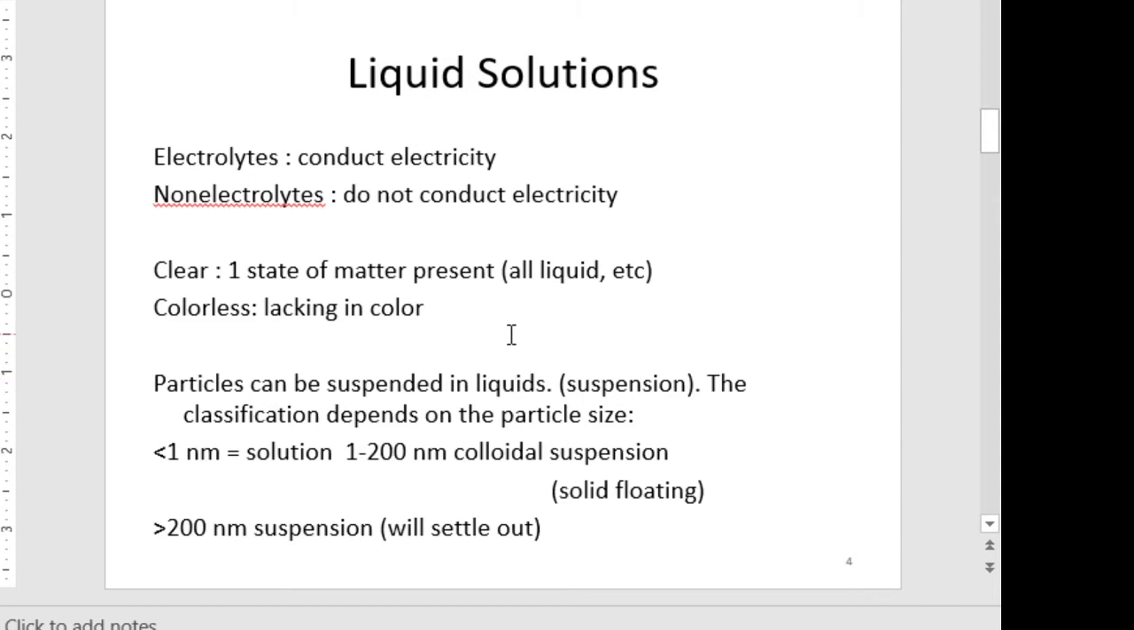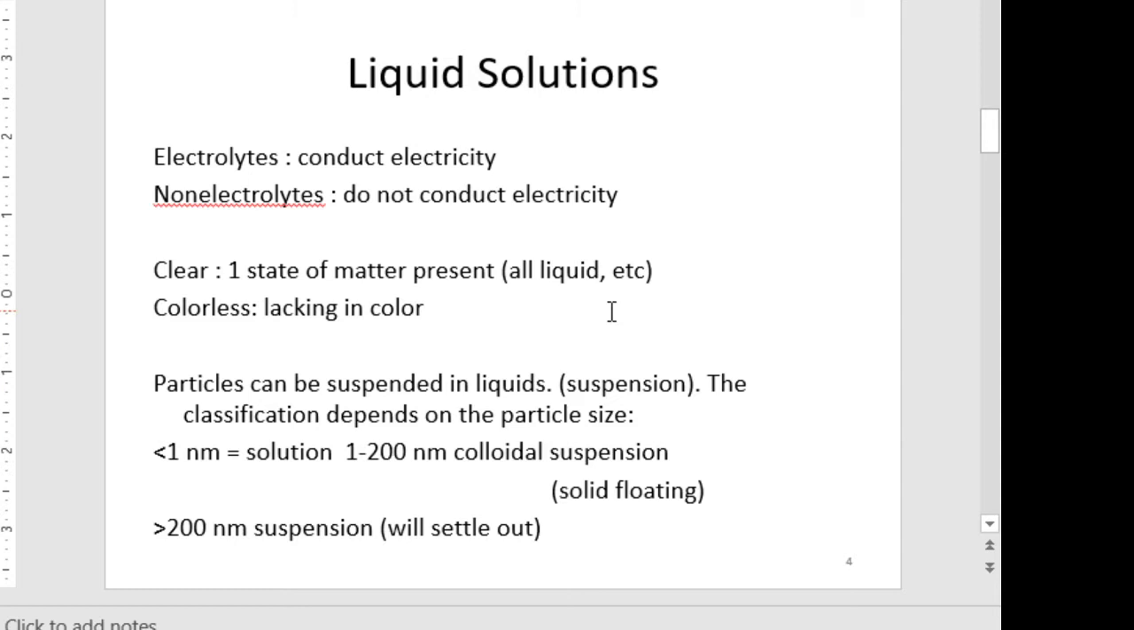The next thing the book goes into is the difference between suspensions and colloids. My real problem with that section is their numbers are off a little bit. They're a little bit dated.